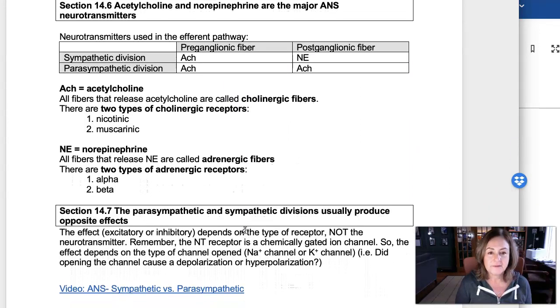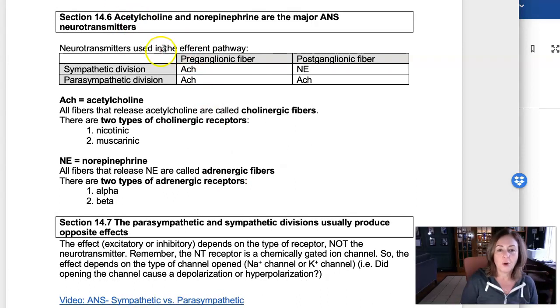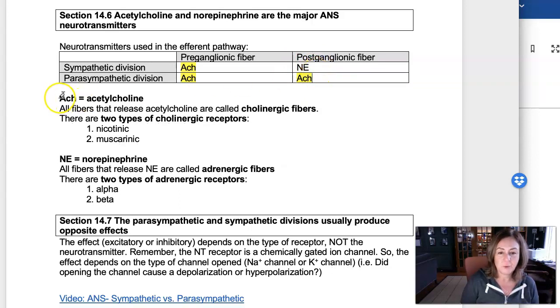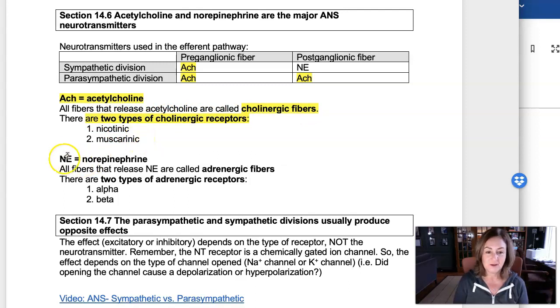And I wrote all of this down for you. So I made a little chart so you could see that the neurotransmitter used by all preganglionic fibers is acetylcholine, and also by the postganglionic parasympathetic fibers, norepinephrine is used by the sympathetic postganglionic fibers. So acetylcholine is released by most of these fibers. Those neurons are known as cholinergic fibers. Okay, so a cholinergic fiber just means a neuron that's going to release acetylcholine as its neurotransmitter. And there are two major types of cholinergic receptors, nicotinic and muscarinic, as I mentioned.